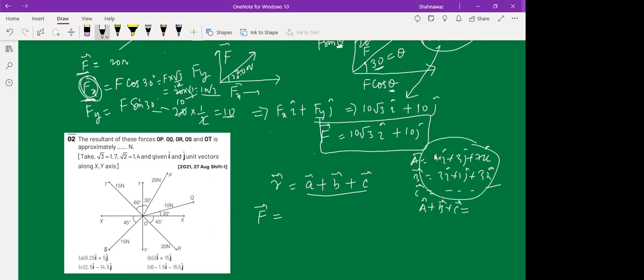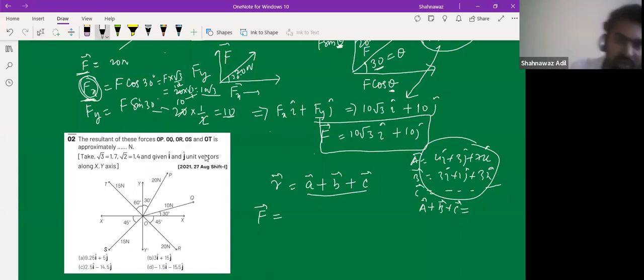Understood? Yes, sir. So our goal will be that we calculate separately the Cartesian form of these vectors. Okay. And then we'll do what? We will simply add those vectors.